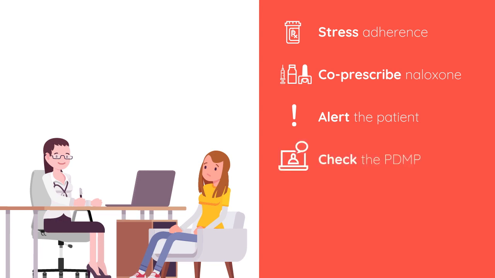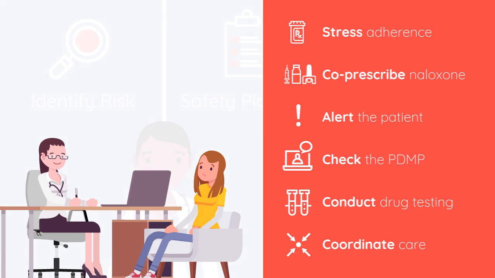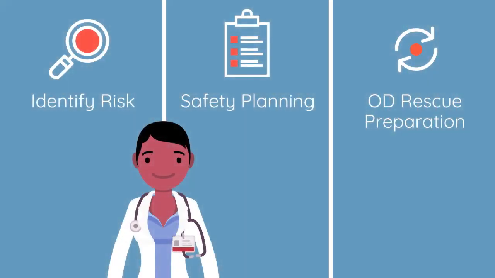Check a prescription drug monitoring program to review the patient's history of controlled medication fills. Conduct drug testing to assess the presence of the prescribed medications, other controlled medications, or illicit drugs. And coordinate care with any specialty medical and psychiatric providers and pharmacists. However, despite education and safety planning, overdose may still occur.